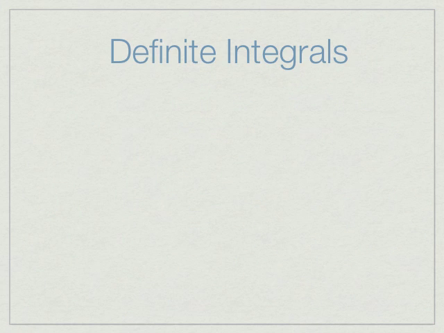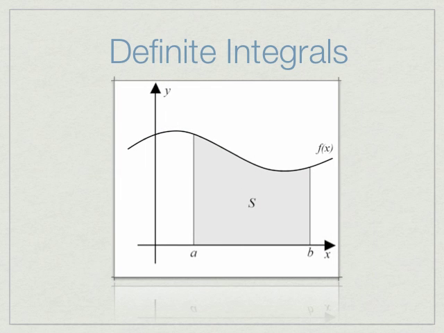We know what an indefinite integral is. We know an indefinite integral is the area between a function and the x-axis. Well, a definite integral is pretty much the same thing. However, as you can see in the picture here, it has limits. On this image, the area is S, and the limits are x equals a and x equals b.